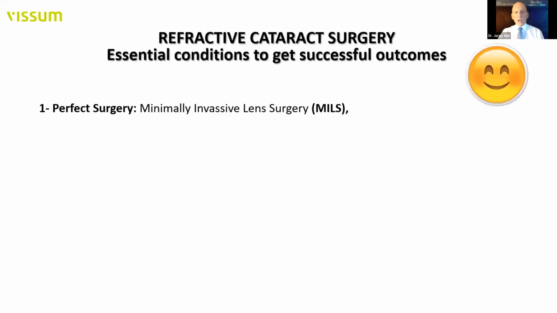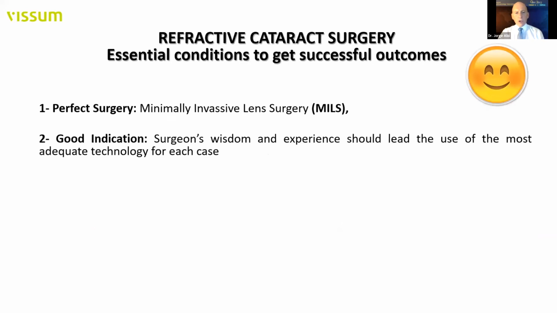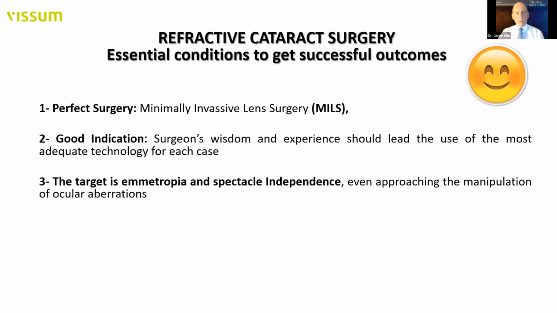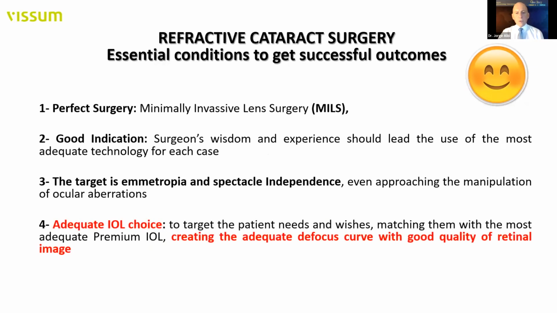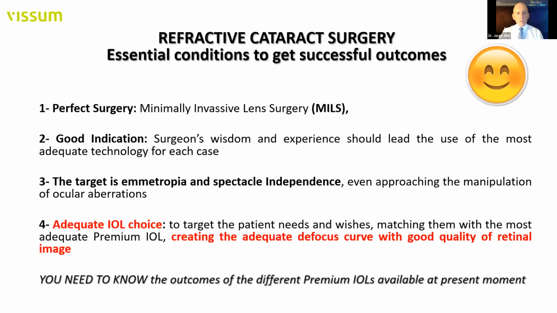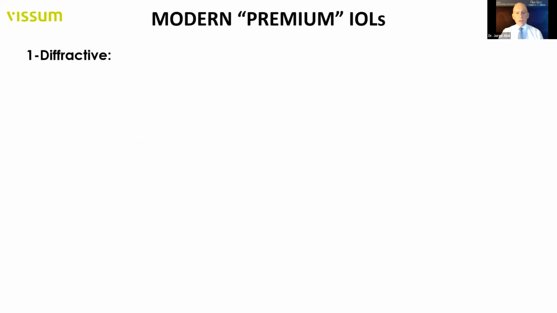So which are the essential conditions to get successful outcomes? Obviously, perfect surgery, minimally invasive, good indication. This has been said by Dr. Daoud as well. The target is emmetropia and spectacle independence, but finally you have to decide on the lens. And this lens should be adequate in terms of quality, but also adequate in terms of performance. Basically, you have to identify whether the focus score of the lens matches the patient, and also the quality of retinal image, which is a new concept from which you can really deduce whether this lens is going to be successful in your hands or not. So you need to know the outcomes before making the indication.